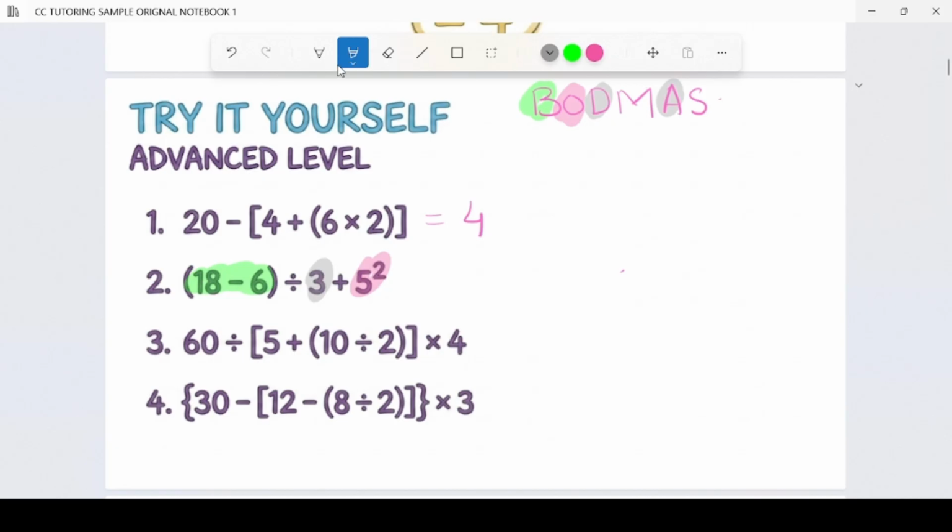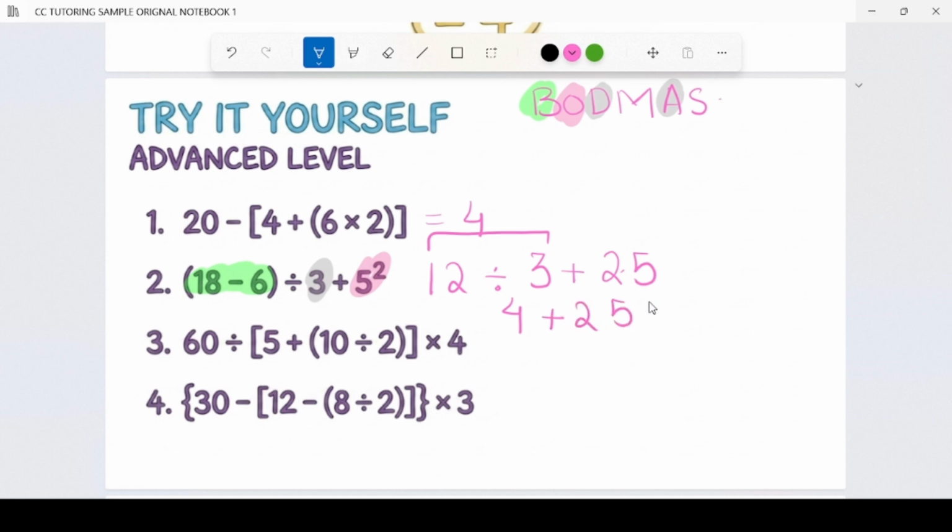Now let me give it a try. So 18 minus, first of all, we'll solve the bracket, and in this case there is 18 minus 6. 18 minus 6, that is 12. Let me just erase it. 12 divided by 3. I'm not solving it yet because it's not my first preference. Plus 5 square, that is 25. Now in this case, division is my first preference. So 12 divided by 3 is 4. 4 plus 25, and that is 29.